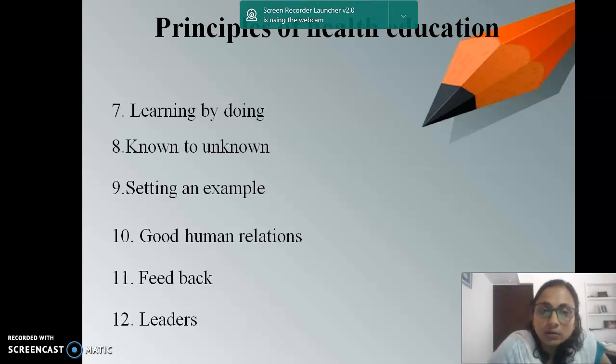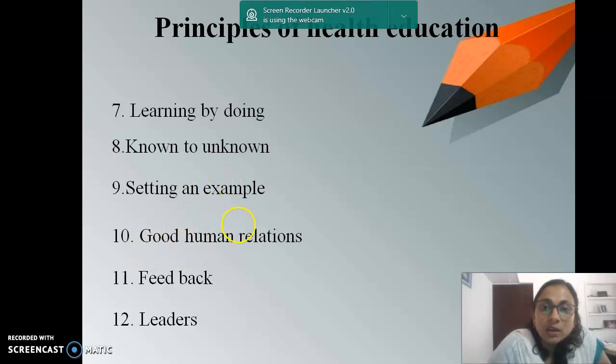The next, known to unknown. This is a simple learning procedure, and it is applicable to health education also. Always identify the background knowledge of the audience, what they already know. Then based on that, build up a few more pieces of information, so they will gradually grasp the things. Okay, then setting an example. Learning is always easy when we have an example. Then good human relation. The communicator and the audience should maintain a good human relation. Then the health education becomes more effective.